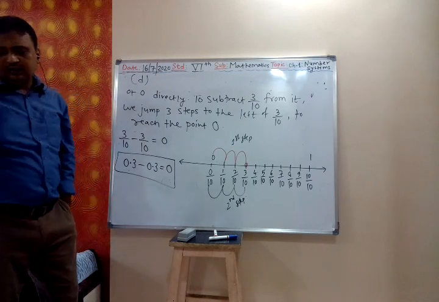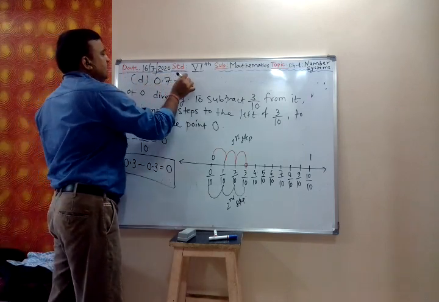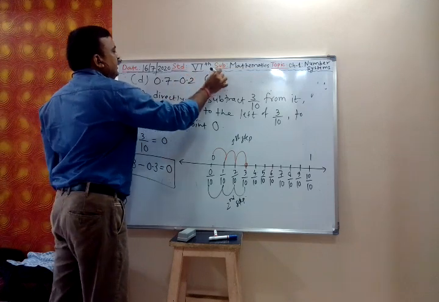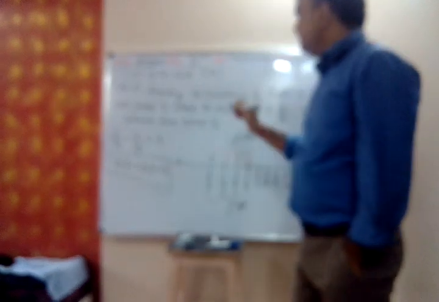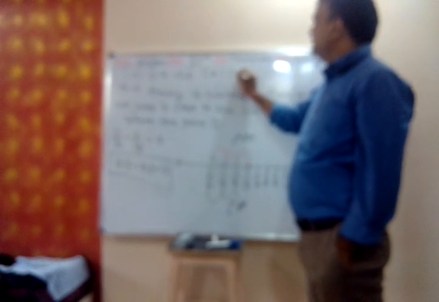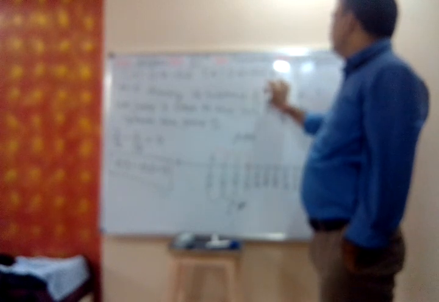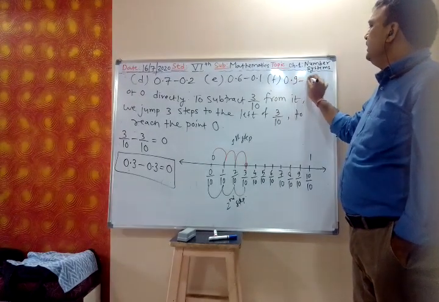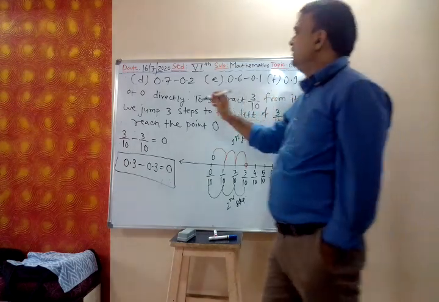Now D is 0.7 minus 0.2. Then E, 0.6 minus 0.1. Then F is 0.9 minus 0.7. These are three questions.